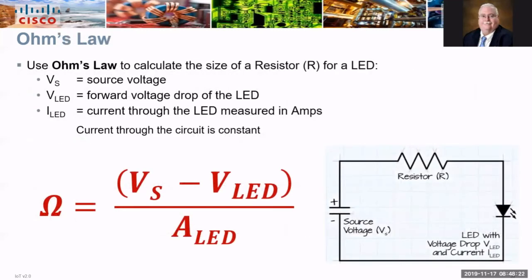You can use Ohm's law to calculate the size of a resistor for a LED. Resistance equals the source voltage minus the LED voltage divided by the LED amperage. This is why Kirchhoff's laws are important. Components can be destroyed if not calculated correctly.